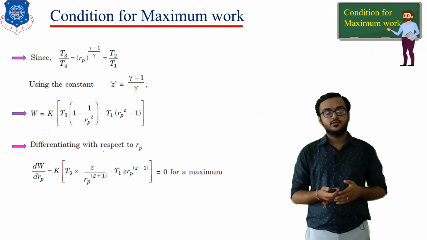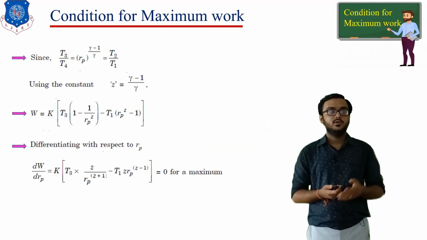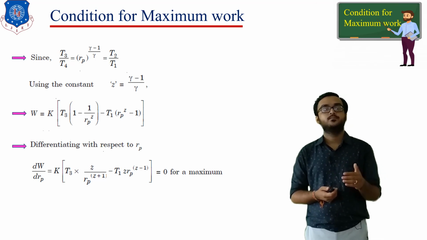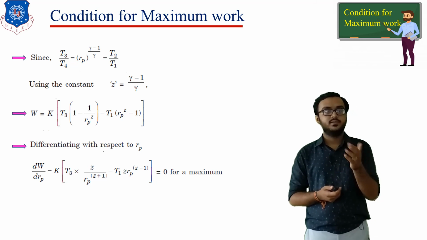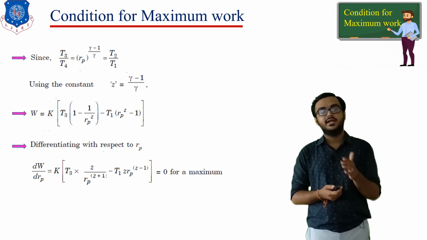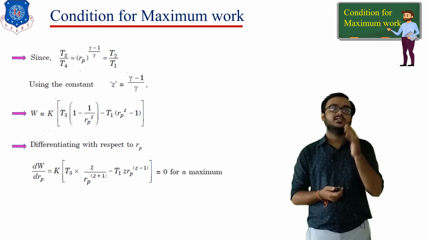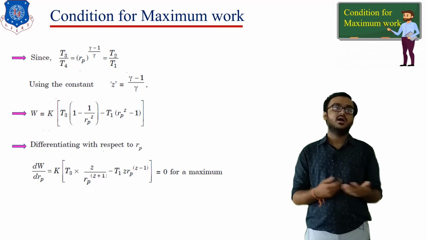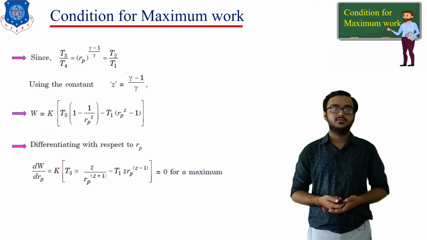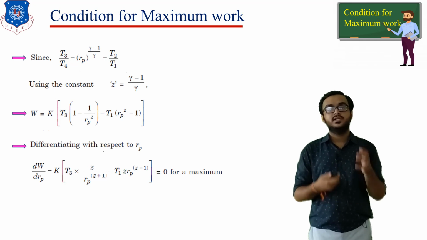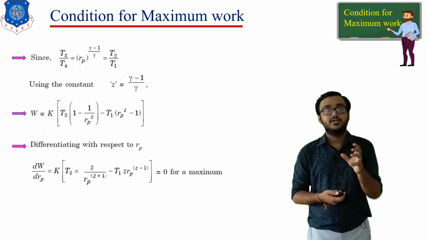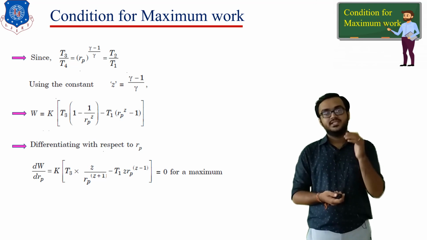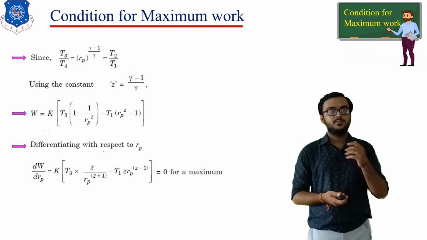After the differentiation, you will get this type of expression: dW by dRp is equal to K into [T3 multiplied by Z divided by Rp raised to (Z plus 1) minus T1 Z multiplied by Rp raised to (Z minus 1)], equal to 0 for the maximum. Because in mathematics we have studied how to obtain the maxima and minima conditions: we differentiate the particular equation and equate it with 0. So after the differentiation, we have this expression. Now simplify this equation.